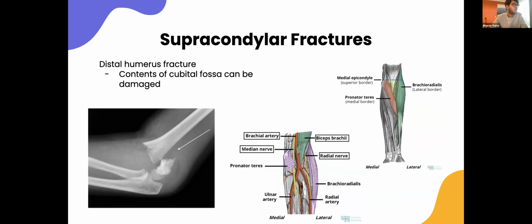Supracondylar fractures, why are these important? Well, if we have a supracondylar fracture, we can damage the contents of our cubital fossa. Similarly with any elbow injuries, right? The stuff that goes through the elbow is going to be really important. We should also note that the ulnar nerve exists, and it's going through our elbow as well. And so taking note of those is a good idea.